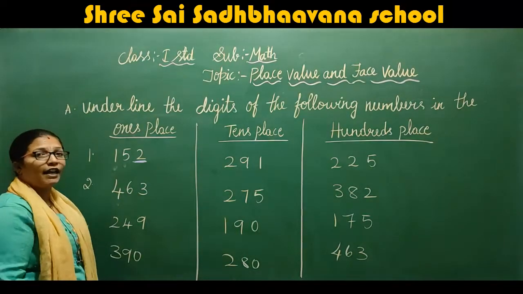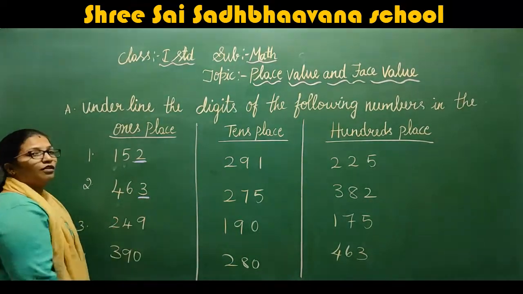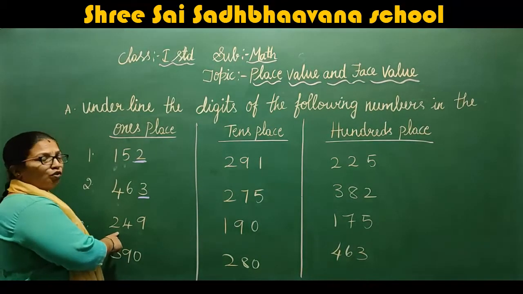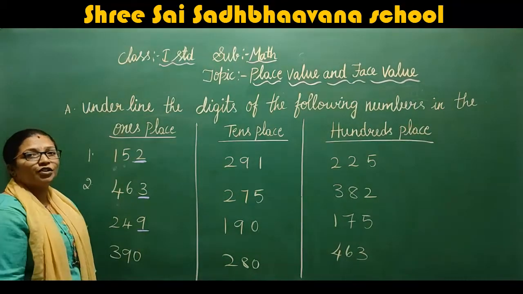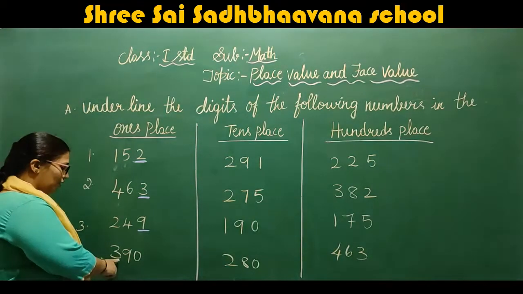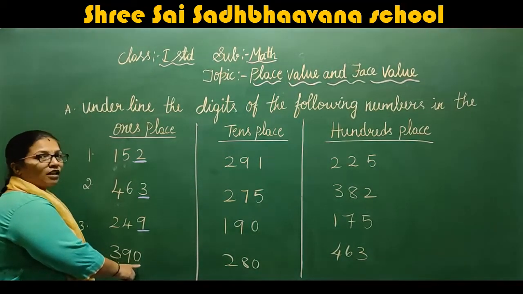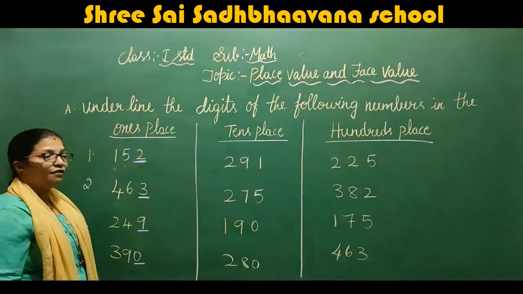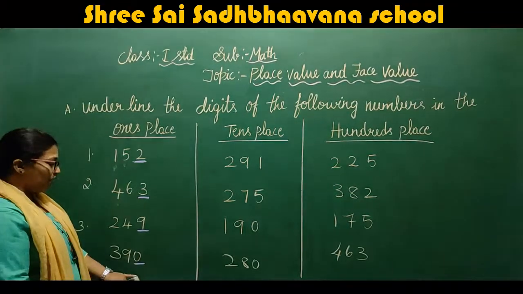Which should we underline? We should underline 3. Here 9, 4, 2. Which should we underline? We should underline 9. So 3, 9, 0, 0, 9, 3. Which should we underline? We should underline 0.